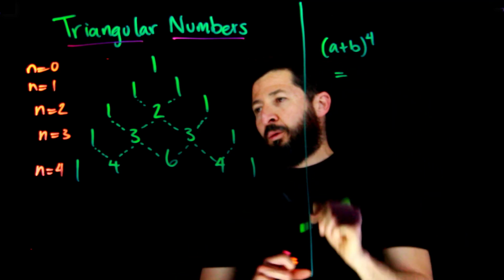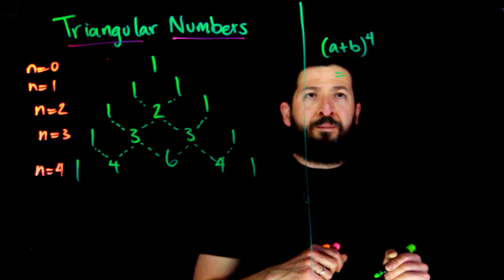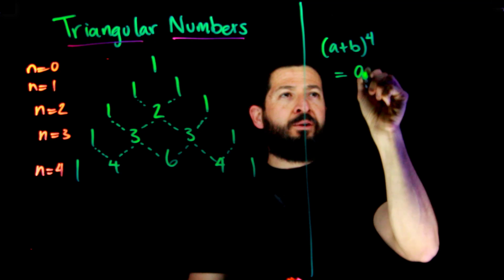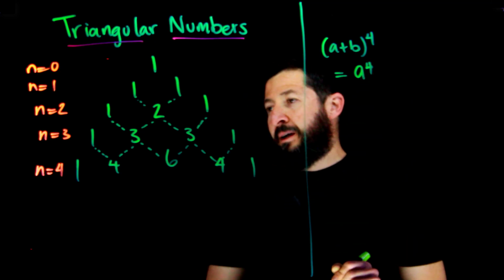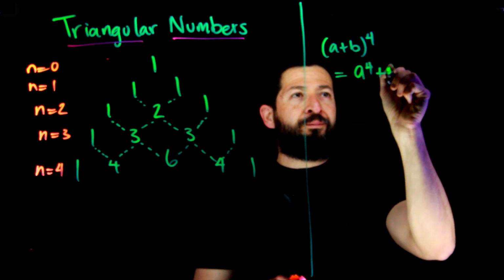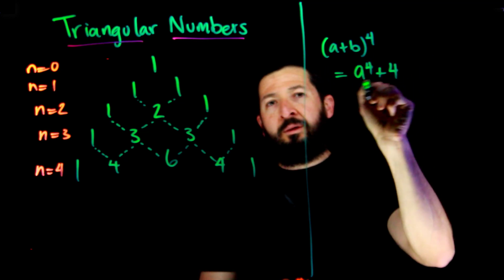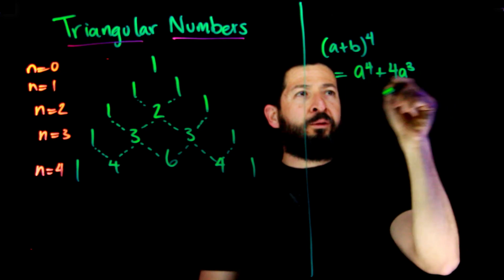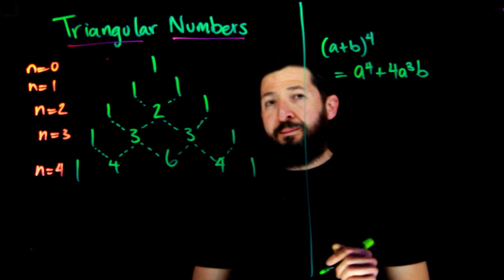You grab the coefficients 1, 4, 6, 4, 1, and the first term you're going to do 1 times a to the fourth. That's your first term. Then you're going to do plus 4. You're going to lower the degree of a by 1, which is going to be a cubed, and you're going to increase the degree of b by 1. There was nothing, so you put b.